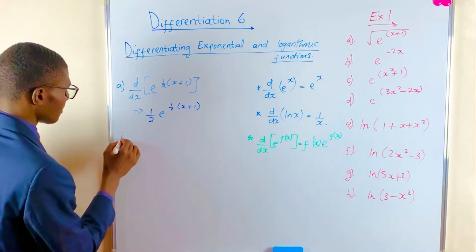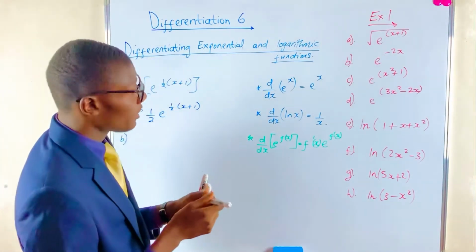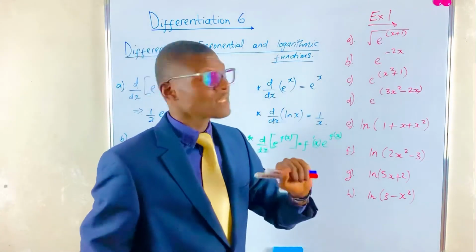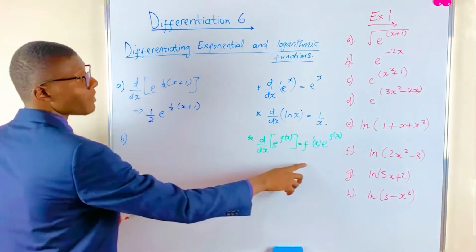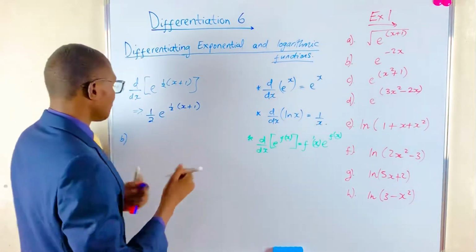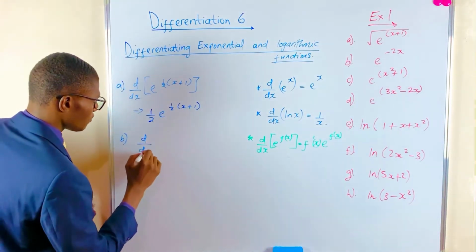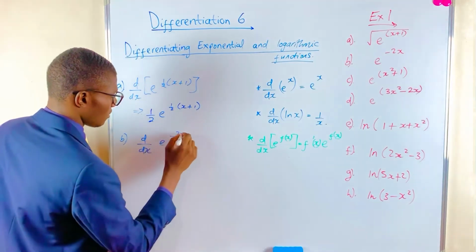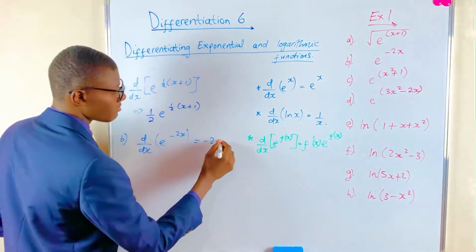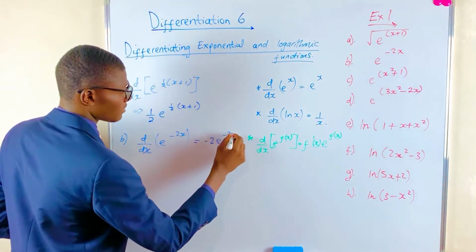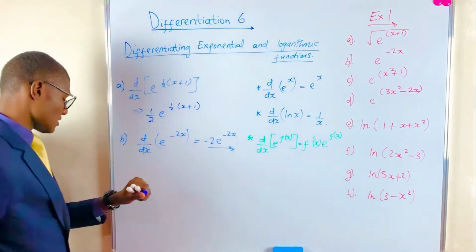Then for the second one, we've got e to the power of minus 2x. So minus 2x is our f of x. We say f prime x, differentiating minus 2x, we get minus 2. Then we multiply by e to the power of f of x. So this would be the answer that we get.